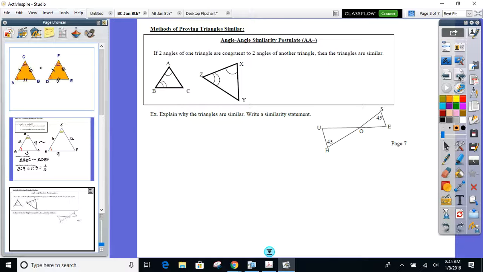Some of you thought this used to be a way to prove triangles congruent. Remember those days? Some of you writing down AAA for me? Whew, all right. But this is a way to prove the triangles similar. Prove two pairs of angles congruent. Angle, angle. All right.